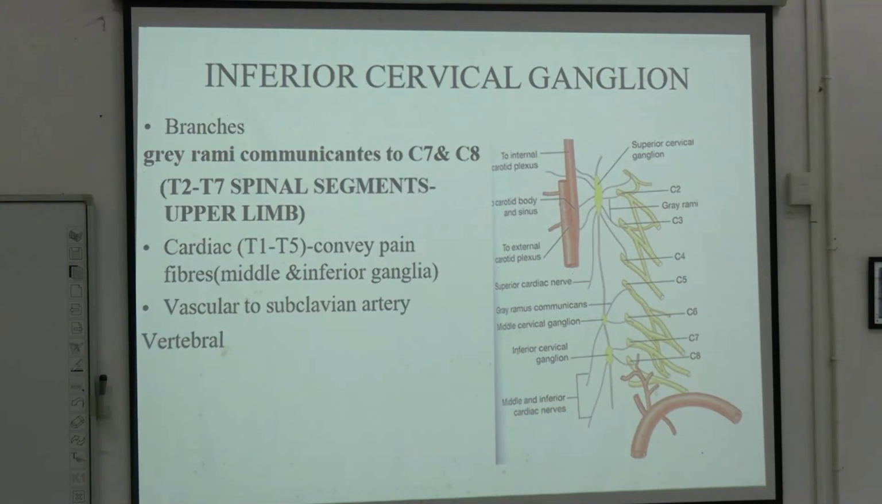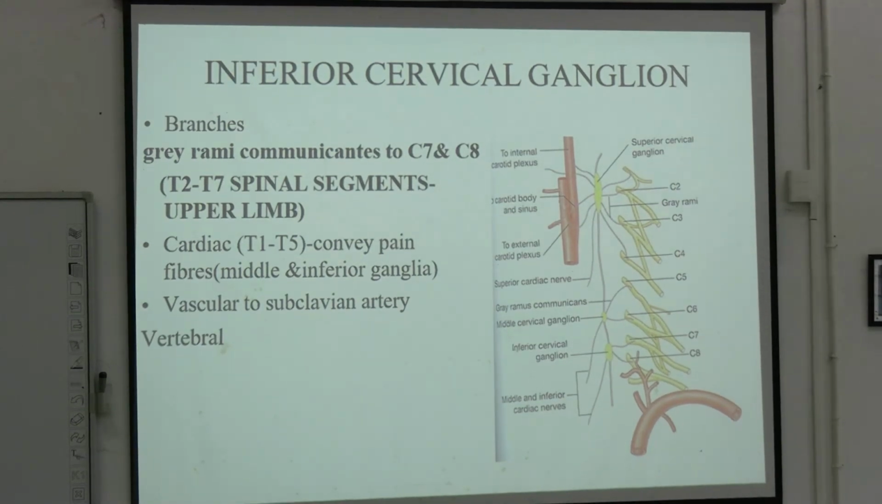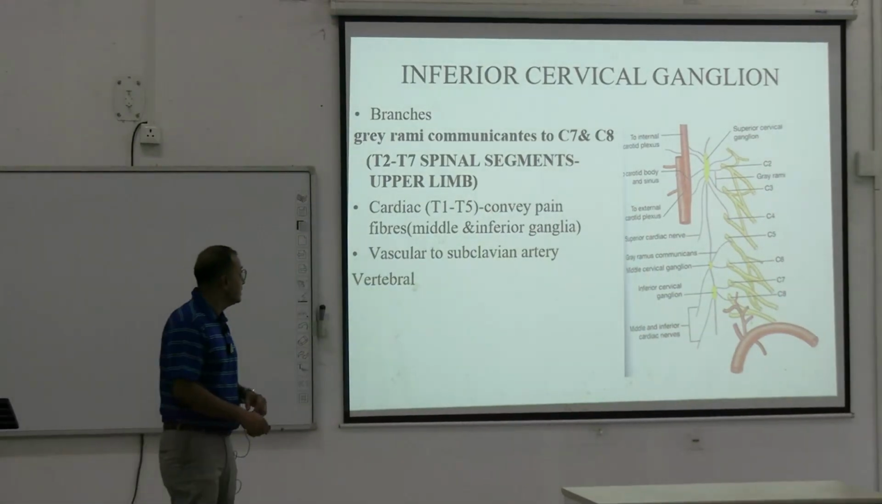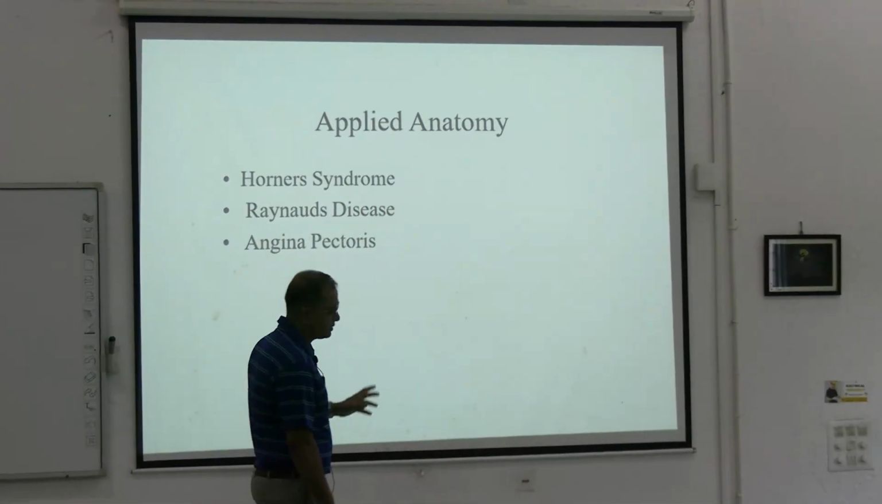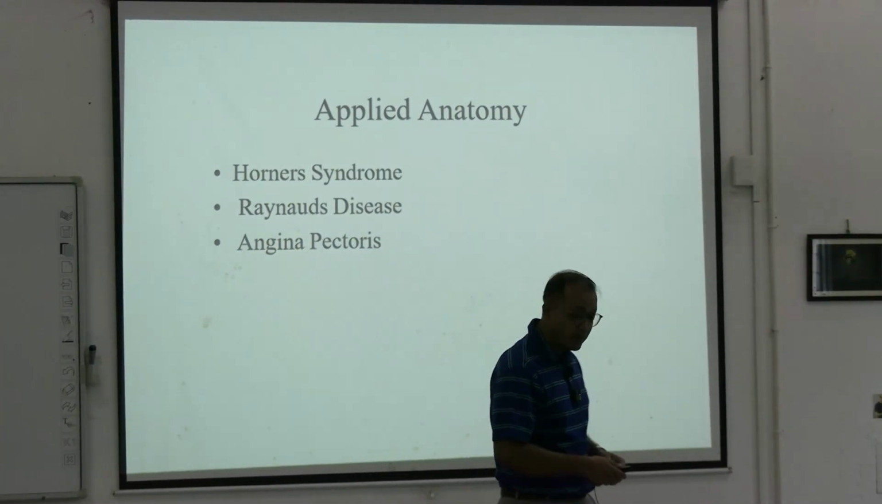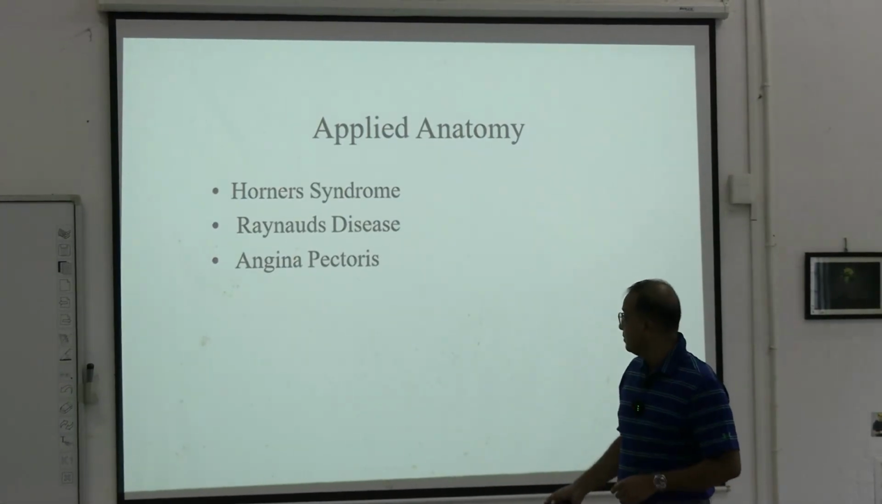Now branches, the same thing. Lateral branches, Rami Communicantes, follow the spinal nerves. The medial branch is the cardiac branch, and the vascular branch catches up with the subclavian artery and the vertebral artery present there. So this is about the cervical ganglia, superior, middle, and inferior.